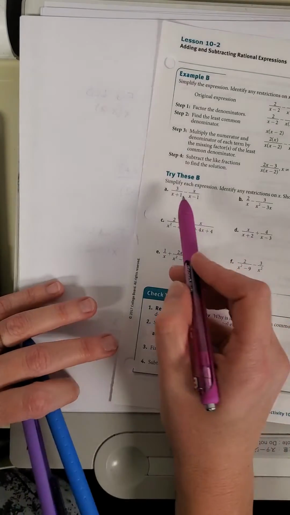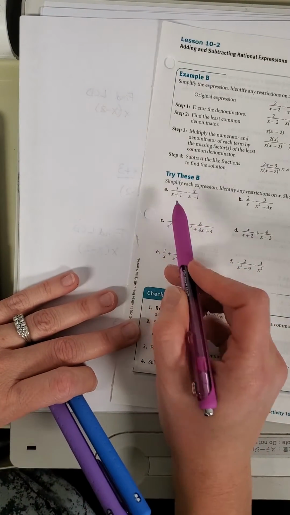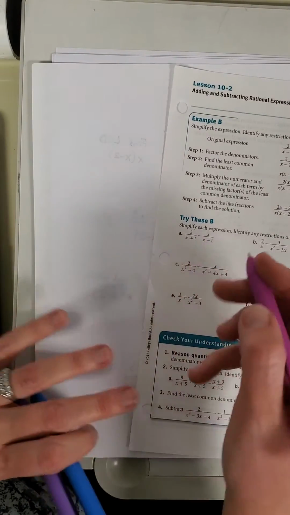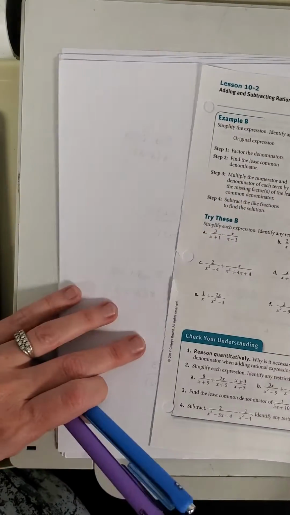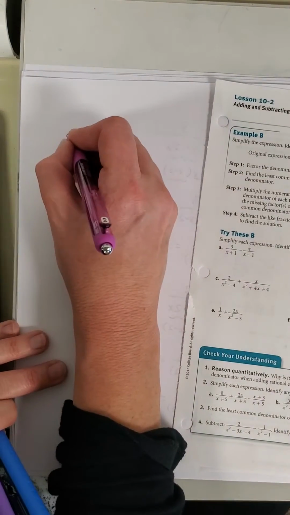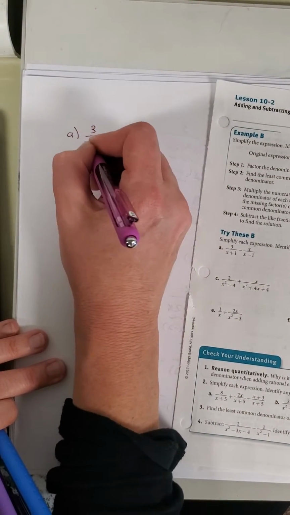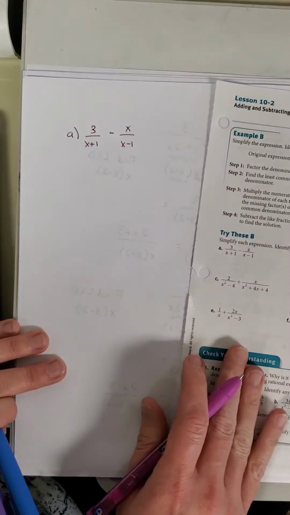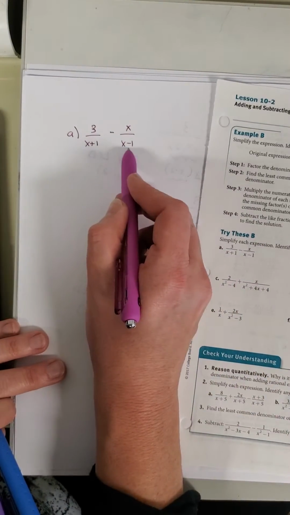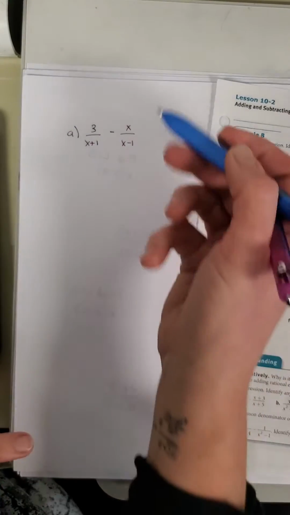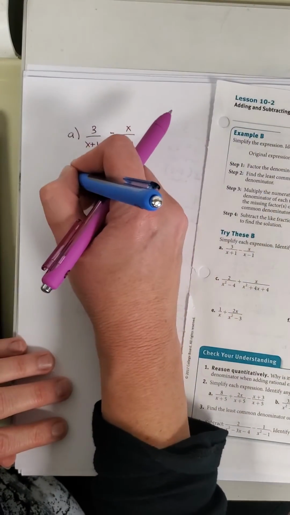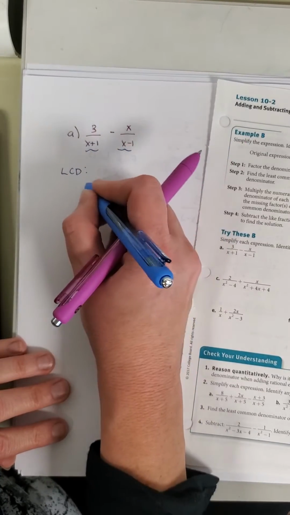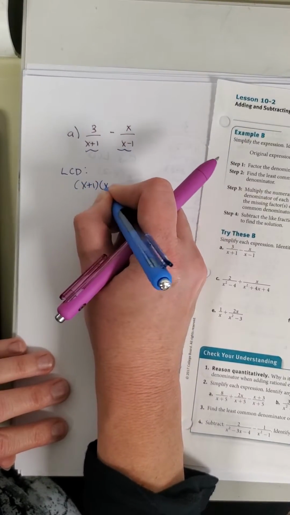All right, the first one, it doesn't factor. And so all we need to do is find what's missing from each fraction. So in the denominator, we've got 3 over x plus 1 minus x over x minus 1. So note, this does not factor, this does not factor. So now this is actually easier than normal. Our LCD is everything that's missing, which is x plus 1, x minus 1.